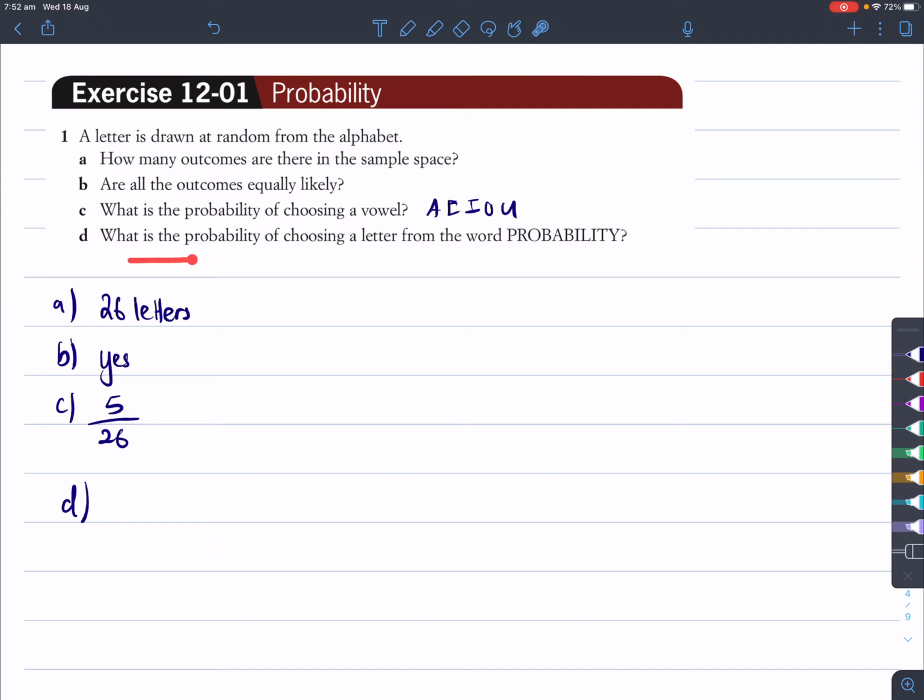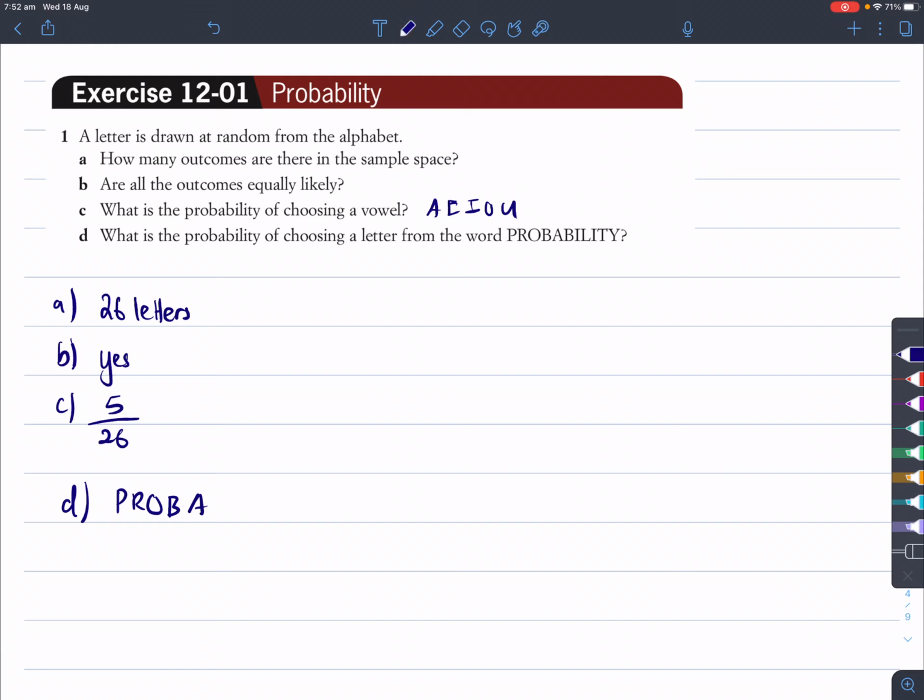For D, what is the probability of selecting a letter from the word probability? Okay, so let's have a look at what kind of letters there actually are. So there's the letter P, R, O, B, A. Now we don't want to repeat the same letters. We just want to see how many letters there are that are involved in the word probability. So we just don't include that B again because we already included B.